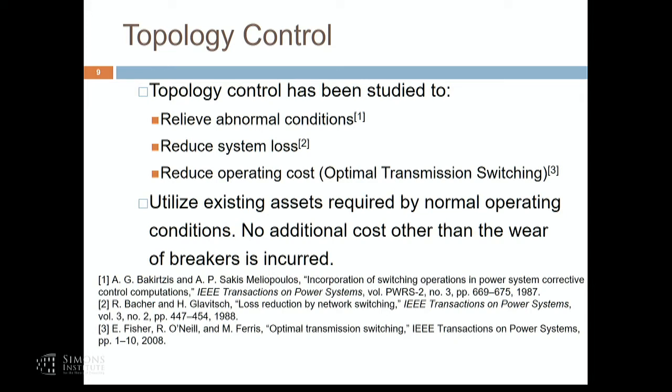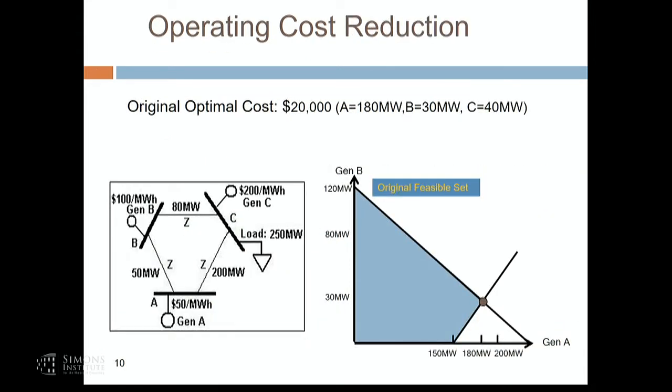Topology control has been studied for many years. There is a wide literature on that. You can relieve abnormal conditions, reduce losses, reduce operating cost, and the idea is to utilize the assets that you already have without additional costs, just switching lines in and out. That's a relatively simple thing to do. Now, we had a big project on that, but let me first explain why that works.